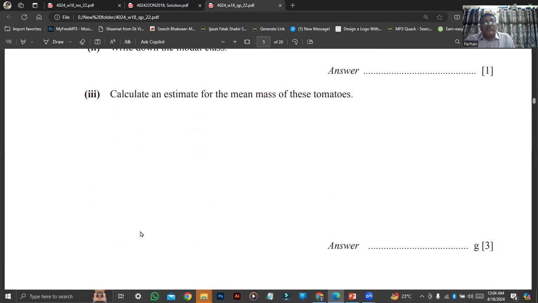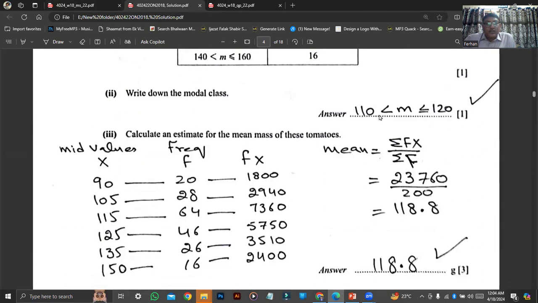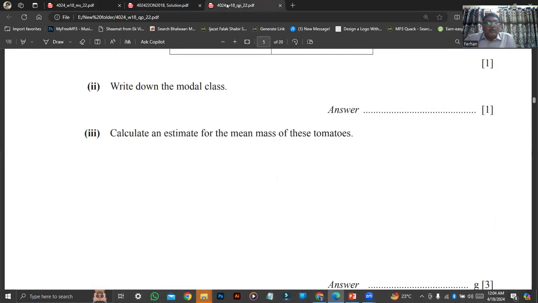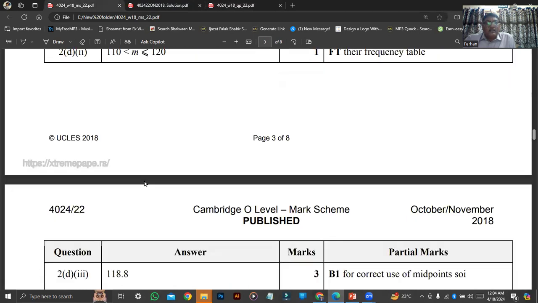Then the question is, write down the modal class. The modal class is the class which has the highest frequency. So where is the highest frequency? Here. The frequency is 64. So this is the modal class, which has the highest frequency. The class is from 110 to 120. So this class is the modal class. Okay, so this is done.